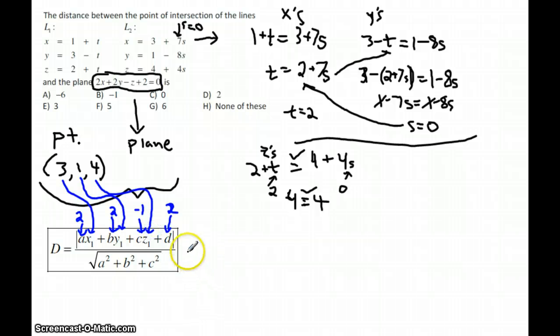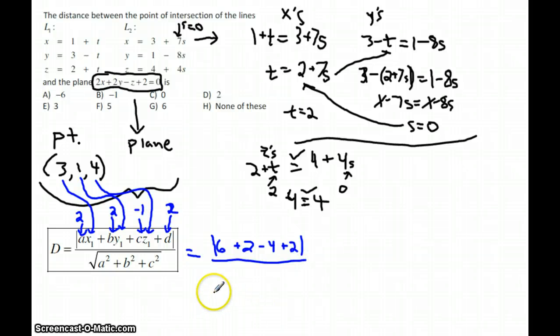Alright, great. Let's just go ahead and plug in. What do we get? 2 times 3 is 6, 2 times 1 is 2, -1 times 4 is -4, plus the 2. Now, in the numerator there are absolute value bars, so that the distance is positive. And then we divide by the square root of a squared plus b squared plus c squared. So that's the square root of 4 plus 4 plus 1, conveniently a perfect square, root 9, which is 3.